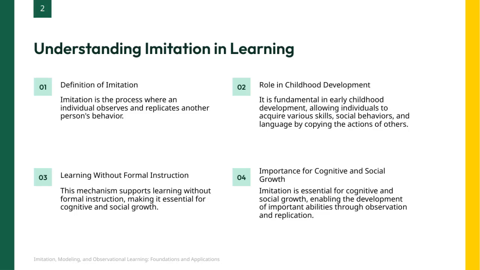Imitation is essentially the process where someone watches another person and then copies what they do. It's a natural way we learn, especially during early childhood. By imitating others, children pick up a wide range of skills, from how to communicate to how to interact socially. What's interesting is that this kind of learning happens without any formal teaching. It's more about observing and replicating behaviors in everyday situations. This makes imitation a vital part of both cognitive development, like thinking and problem solving, and social growth, helping individuals navigate relationships and understand social cues. So, imitation lays the groundwork for many essential abilities simply through watching and doing.